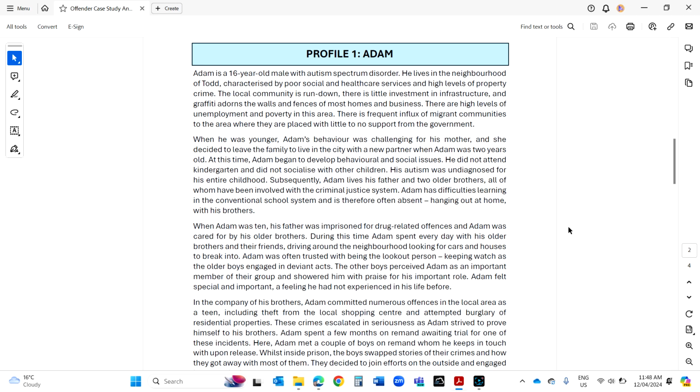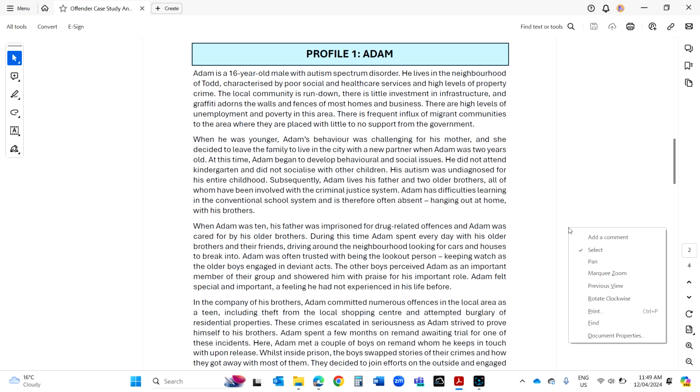At the time, we learn that he lived with his father and two older brothers, and they were also involved in the criminal justice system. He has difficulties learning in the conventional school system. He's absent from school, hanging out at home with his brothers. So we see again here an important element of his childhood in terms of his disability, in terms of his learning challenges, socialization with other children, but also the social setting, familial setting with his father and two older brothers there.